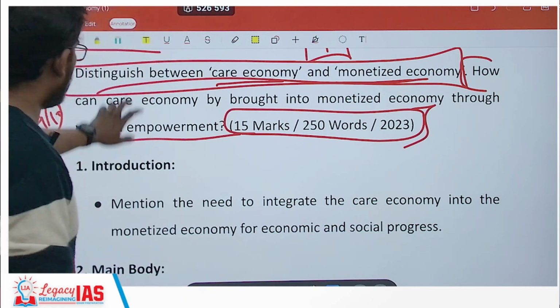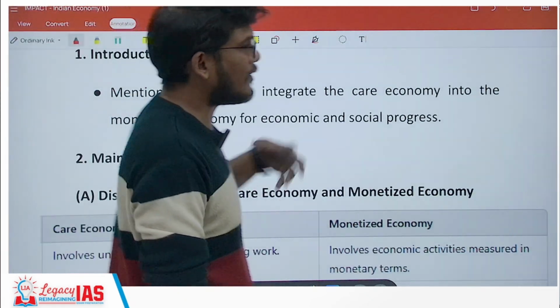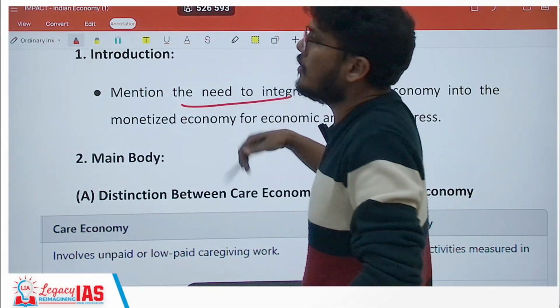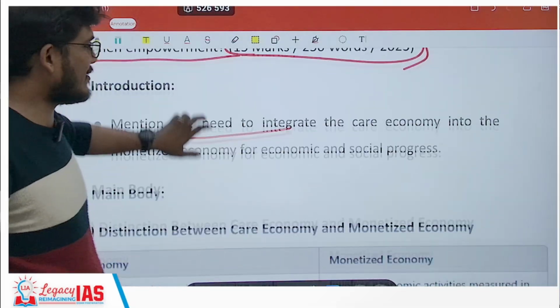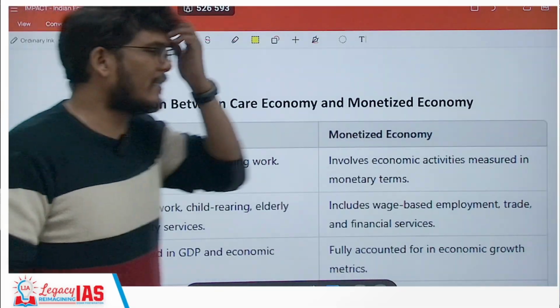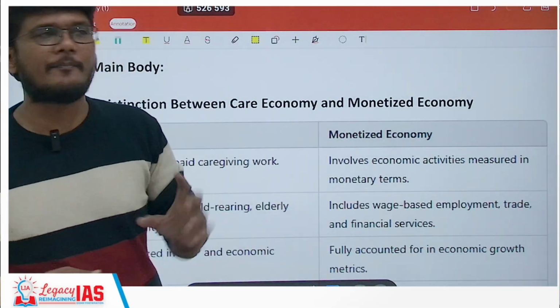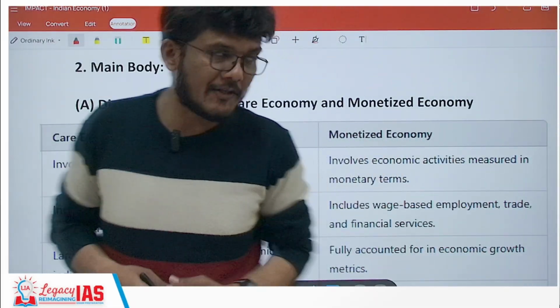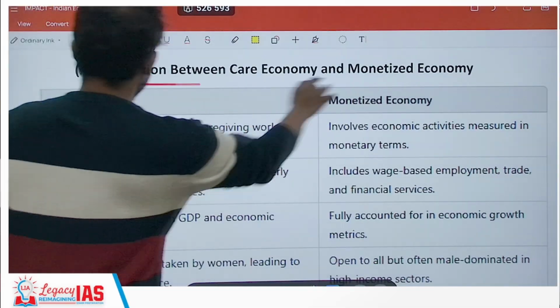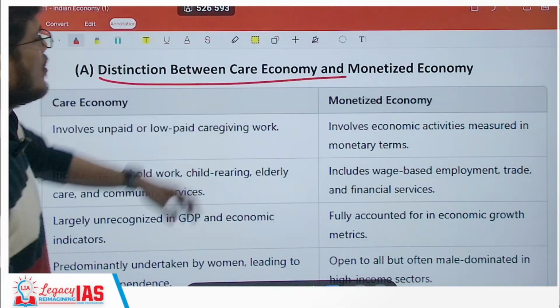Now, so let's do the introduction. It can be talking about the need to migrate from care economy to monetized economy. Or you can directly start with the distinction also, that is fine. But if you introduce like that, it is good, it sets the tone for the coming answer. And then of course there will be the distinction between care economy and monetized economy.